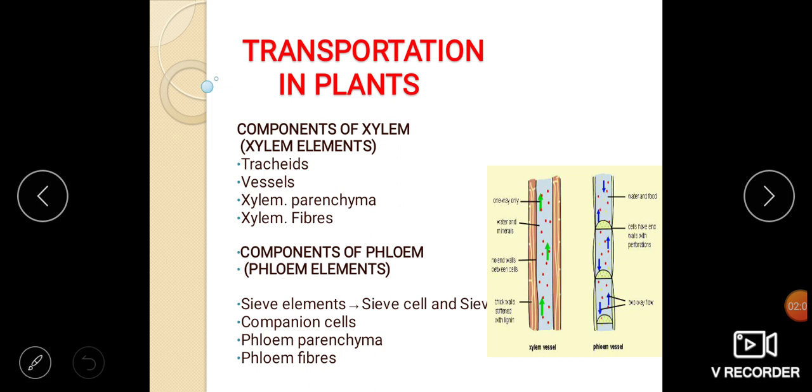Remember here, these sieve elements and the phloem fibers are the dead tissues, whereas the companion cells and parenchyma are the living ones. Companion cells, as the name indicates, are always found associated with the sieve tubes, and at maturity, the nucleus of the companion cells maintains a control over the functioning of the sieve tubes. Phloem fibers provide the mechanical support, whereas the phloem parenchyma also helps in the transport of food.